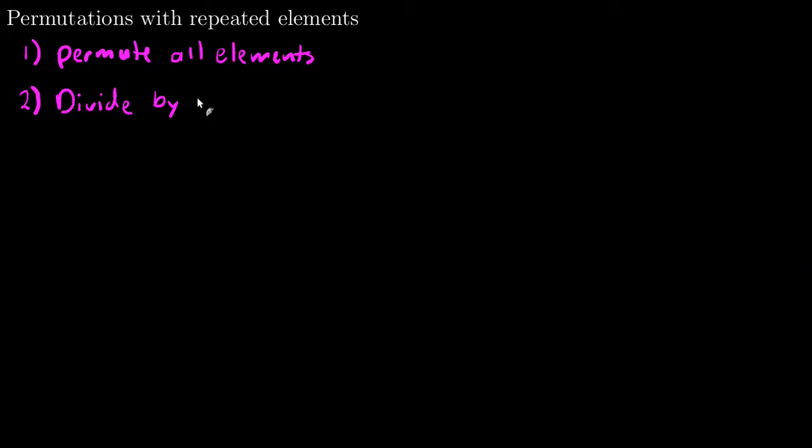Okay. Sometimes we're going to permute things where there's more than one element in here that's repeated, that's indecipherable from one another. And what we can do when we're trying to permute those is you are going to first permute all elements, and then second, you can divide by the permutations of repeated elements.